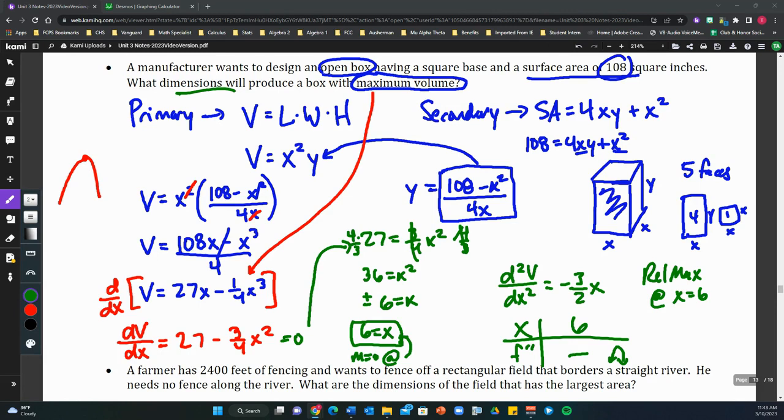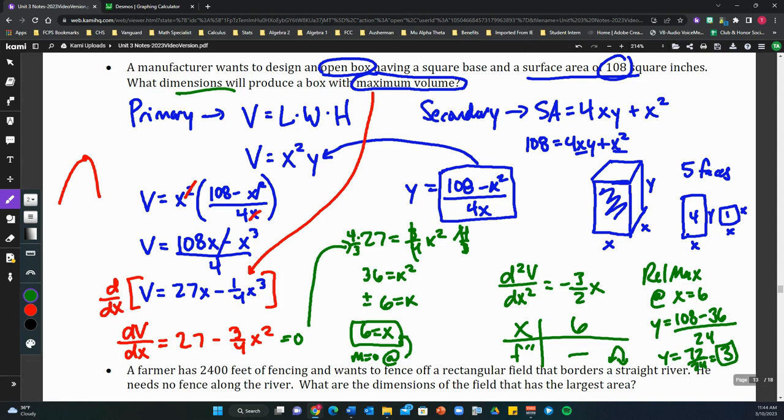So to find the y-coordinate, we would get y equals 108 minus 6 squared, which is 36, and then divided by 4 times 6, which is 24. So let's see, we get 108 minus 36, that's 72, divided by 24 gives us 3.